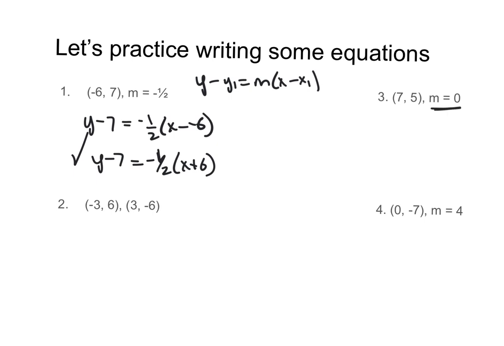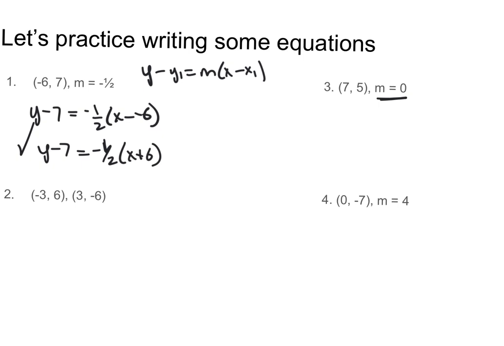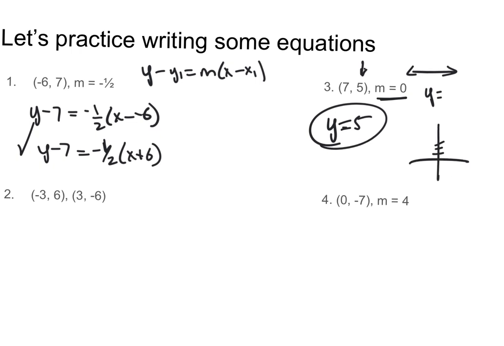Slope of 0, okay? Looking back, that is my run forever, never rise. So that's my horizontal line, okay? Horizontal line means y equals something. So my y value is 5, so it's just y equals 5. Okay, so on a graph, what does that mean? I've got a horizontal line right here at 5.